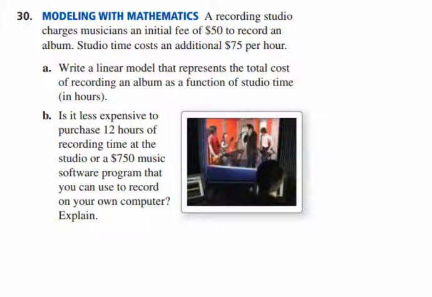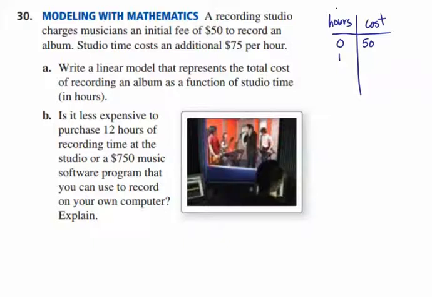So if we were to make a table and look at how many hours we use the recording studio and what the cost was, we might see that for 0 hours we have an initial fee of $50 regardless of how much we use or how much actual recording we do. We're going to have to pay $50 to reserve the studio. And then after that, each additional hour is $75.